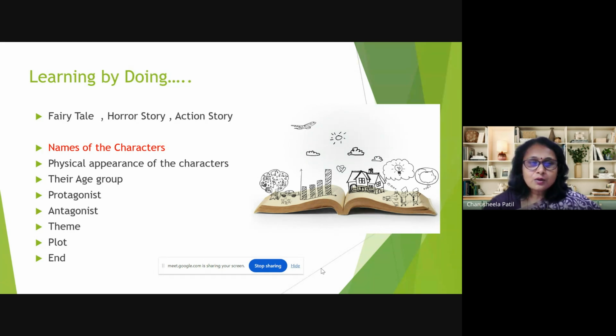It's not that only traditional names should be there, you can select any names of the characters, and in that itself lies the creativity. Then the physical appearance of the characters, their age group, the protagonist or antagonist, theme or plot, whatever, as we develop the short story, we can use. But this is for the students, so just give them a light exercise where they can feel engaged, and at the same time enjoy what they are doing. You can assign this task in a group of students, and you can develop the creative writing skills of the students. Okay, can we have the next slide, please?